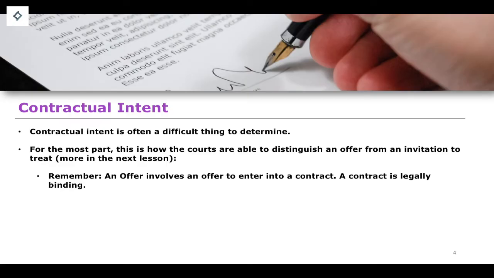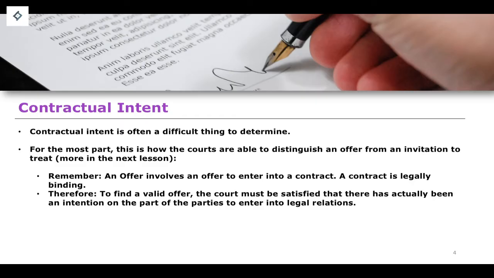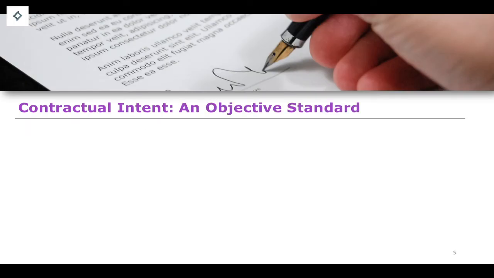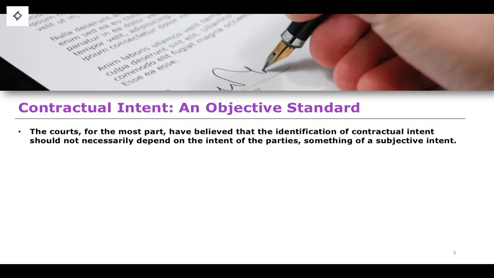A contract is legally binding, and so when we think what an offer is, it is an offer to enter into a contract. And so to find a valid offer, the court must be satisfied that there has actually been an intention on the part of everybody who is involved to enter into legal relations. So what is the approach that is used by the courts in this regard? Well, the answer is an objective standard. The objective standard is the standard by which we try to make this determination.